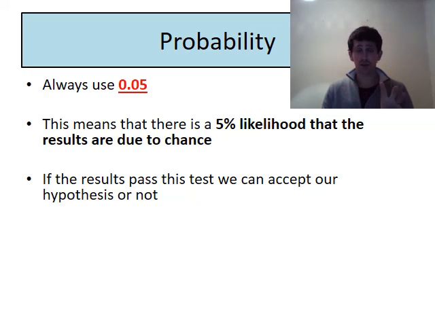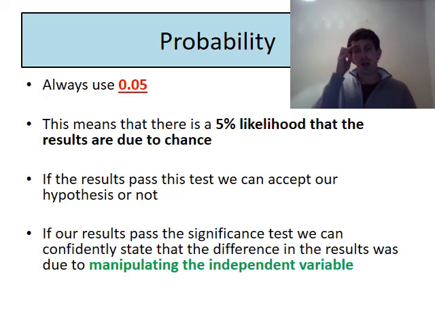And if the results pass this 0.05 test, then we can accept our hypothesis or reject it. And if it passes this test, then we can be 95% certain that the results are down to manipulating the independent variable, because there's only a 5% chance or 5% likelihood that the results are down to chance. And in psychology, that's a happy number for us to get. We're quite happy to accept 5% likelihood that the results are down to chance.